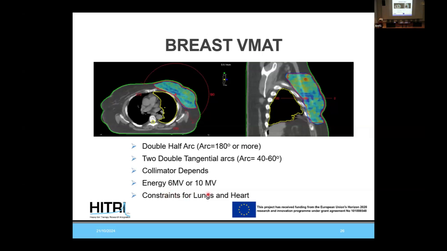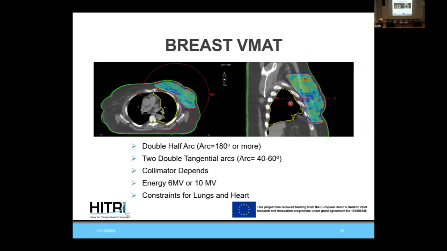And the constraint for lung and heart, here we are having a good spare of the left lung and the heart. But the problem here, we must think about it, is if the arc stops here, does the system see the other lung? So the other lung must also be delineated. So we can put it on the constraints of the system and say, do not irradiate the other lung.